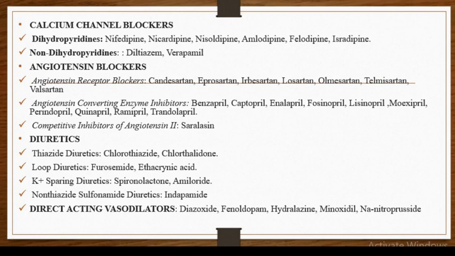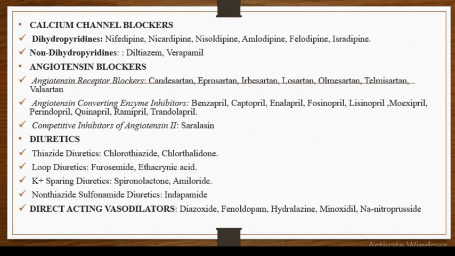Now, the non-dihydropyridines also work by reducing the heart rate as well as the contractility of the heart. And the main examples we have are diltiazem and verapamil. The next class of antihypertensives that we can talk about are the angiotensin blockers. And under the angiotensin blockers, we have the angiotensin 2 receptor blockers, as well as the angiotensin converting enzyme blockers.